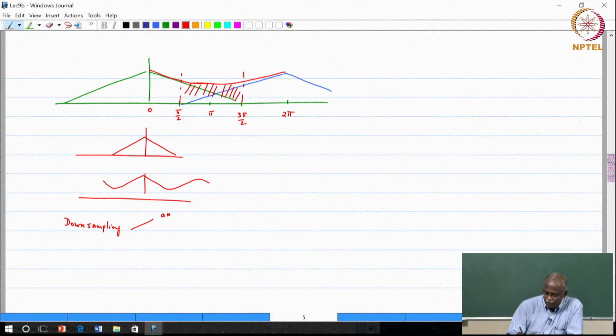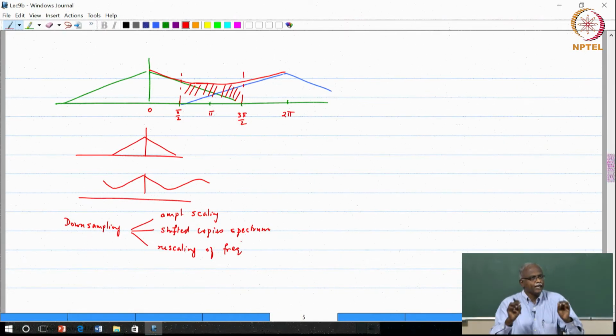One, there is amplitude scaling. Two and three, there are shifted multiple copies of the spectrum, shifted by multiples of 2 pi by L. And the last one is rescaling of the frequency, which we described in layman's terms as a stretching of the frequency.